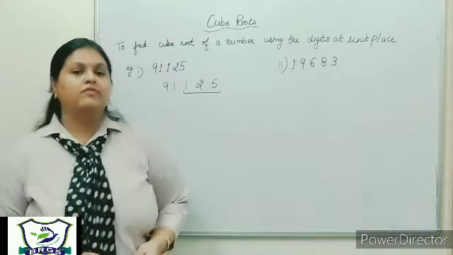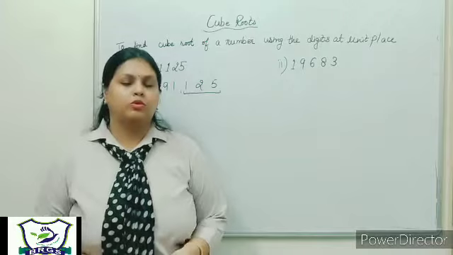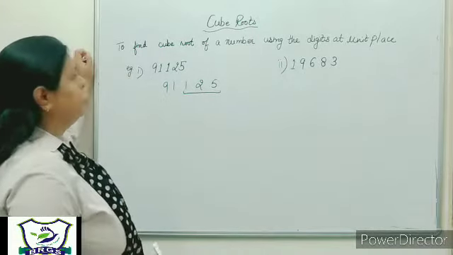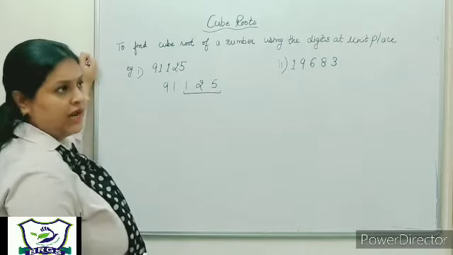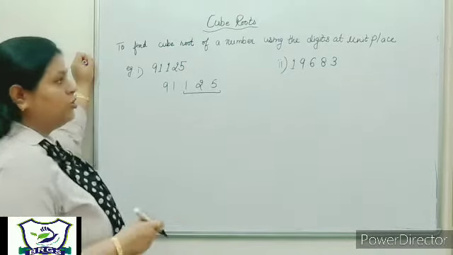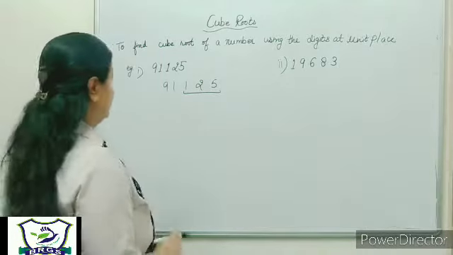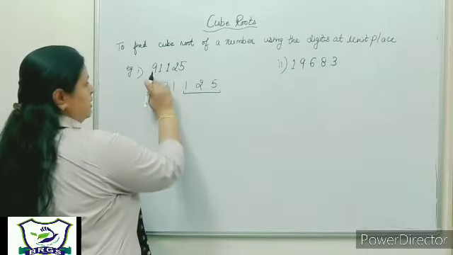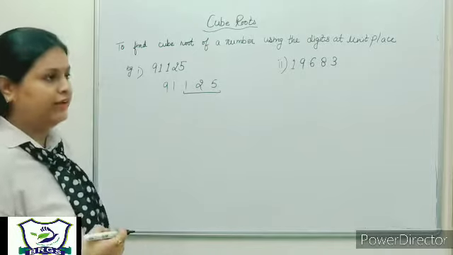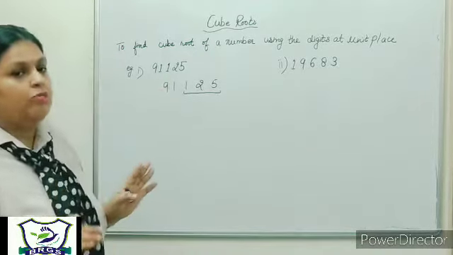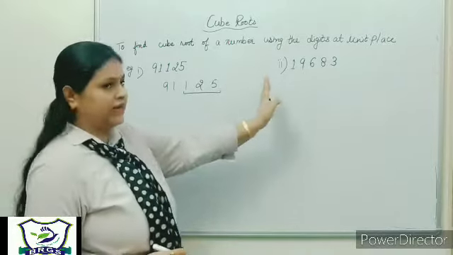Now we have done prime factorization method of finding cube roots. Now we are going to learn another method to find cube root of a number by using the digit at unit place. How to use this method to find cube root? We will understand it through an example. Now the example is 91,125. We will focus on this number. Start making group of 3 digits from the right hand side.